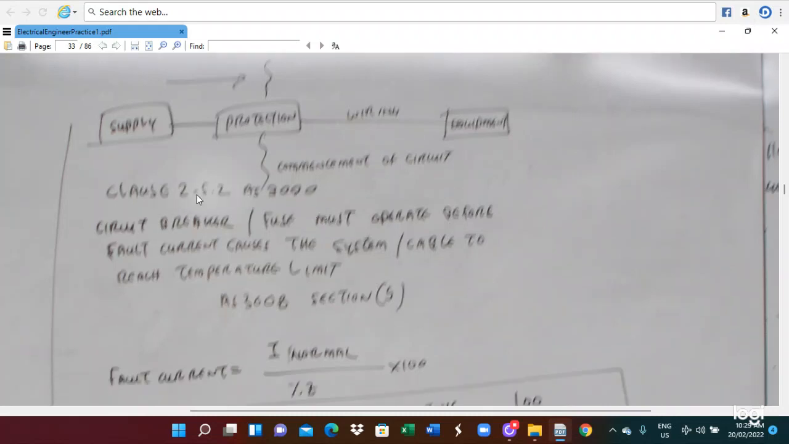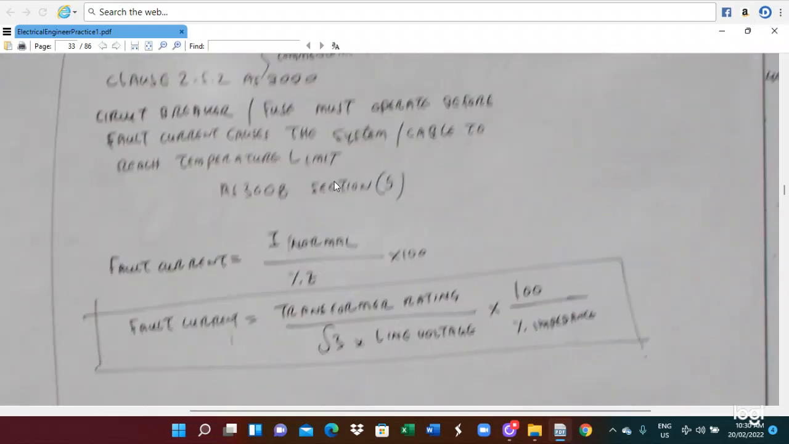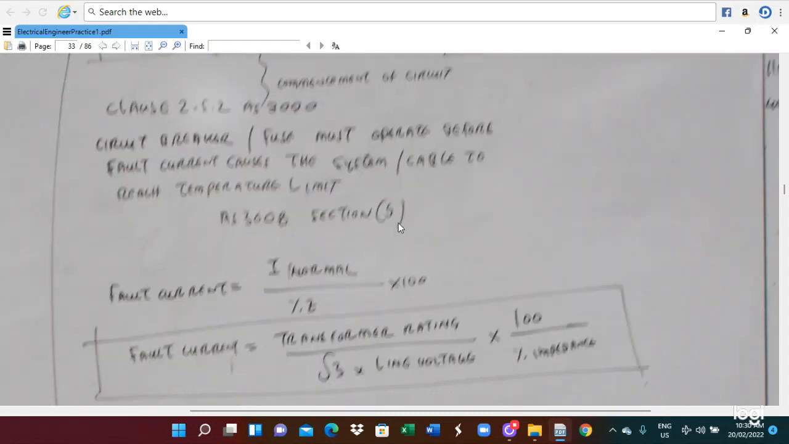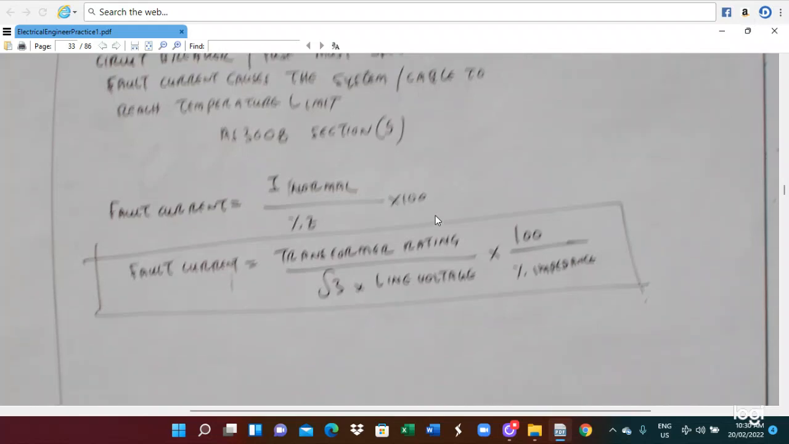So this ES3000 clause 2/5/2 mentions that the circuit breaker or fuse must operate before the fault current causes the system to reach the temperature limit. So this is important. Before the fault currents reach the temperature limit of the cable, all the circuit breakers, all the protection devices must operate. So this is clause 2/5/2 of ES3000. Those things have to be followed. Now this is included in the temperature limit. You can find the cable temperature limit in ES3008 section 5. So it mentions the given temperature limit.